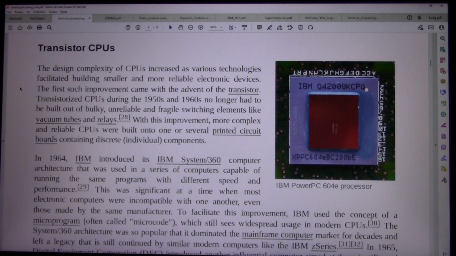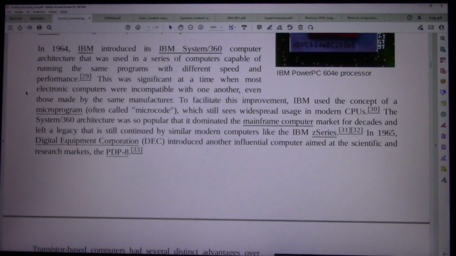With this improvement, more complex and reliable CPUs were built onto one or several printed circuit boards containing discrete, individual components. In 1964, IBM introduced its IBM System/360 computer architecture that was used in a series of computers capable of running the same programs with different speed and performance.